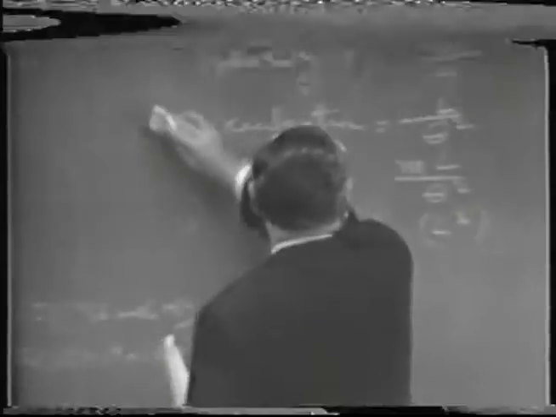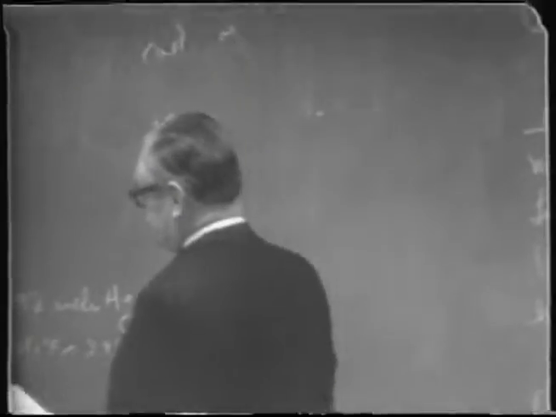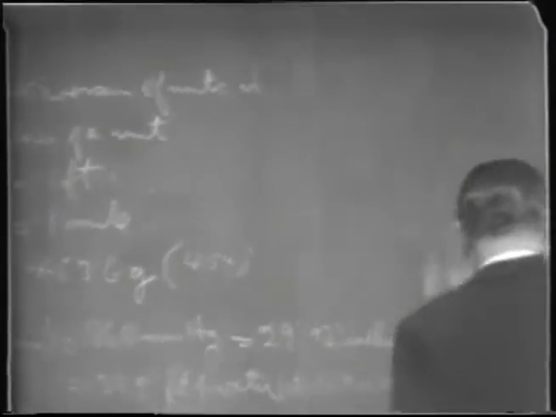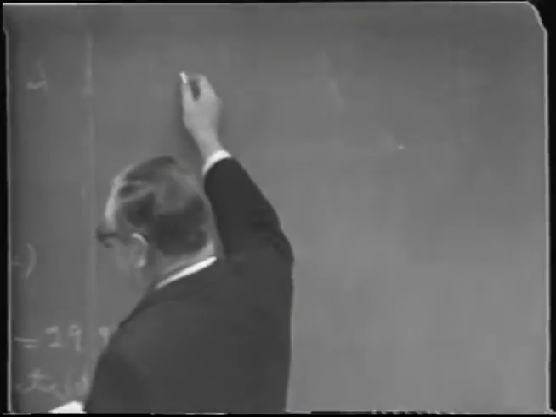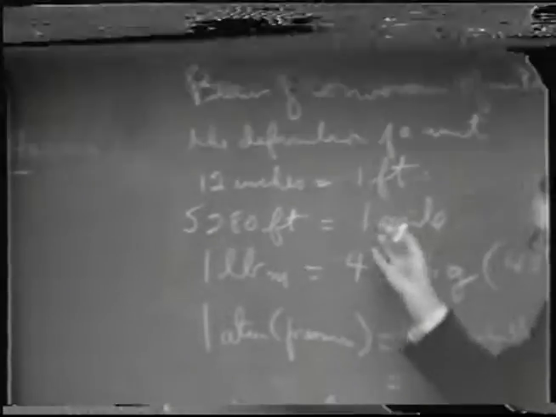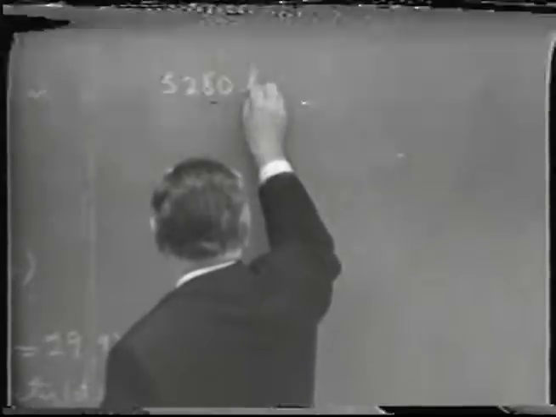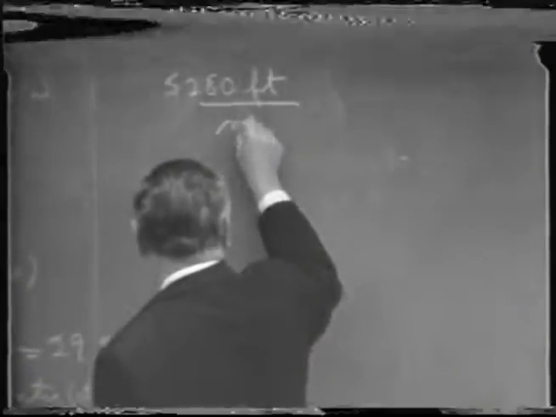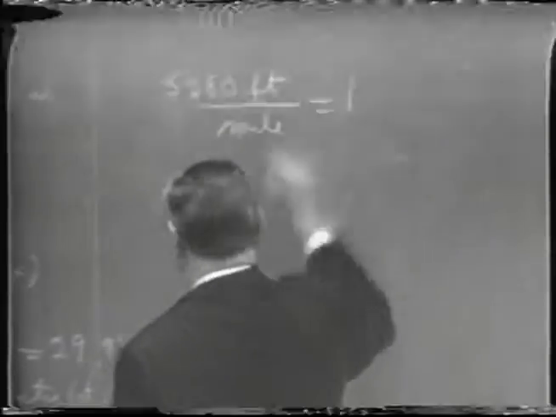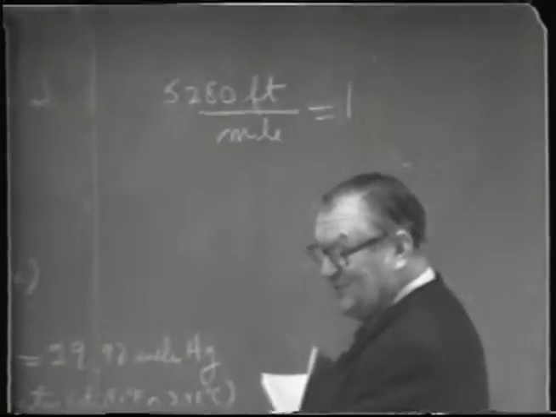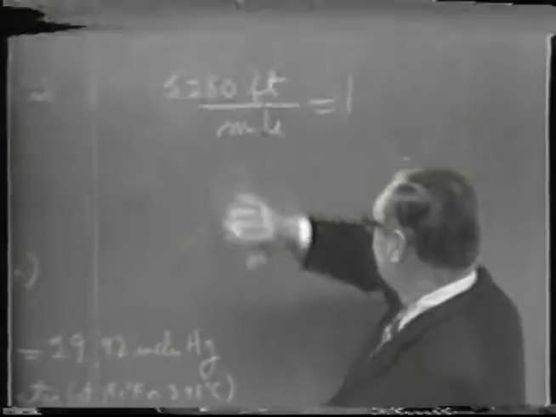And so if we take any one of those, like this one, and divide by the term mile as if this was an algebraic equation, we would have 5,280 feet divided by mile is numerically equal to 1, isn't it? So that's a ratio which has a numerical value of 1. So you can multiply any quantity by this term and not change the value of the expression.